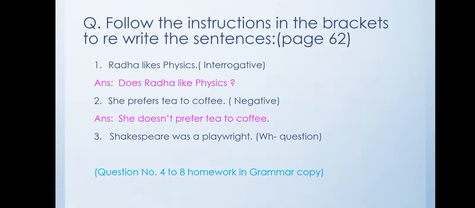Now coming to the third sentence. Shakespeare was a playwright, and the instruction is to turn it to a WH question. How to turn it to a WH question? What was the formula? WH, then subject, then do or does. Okay. Now see the answer. I know you have done correctly. Just check whether you have done correctly or not. Who was Shakespeare?